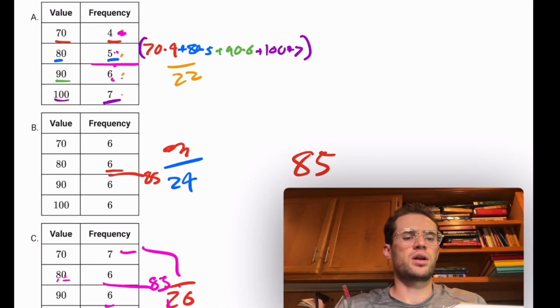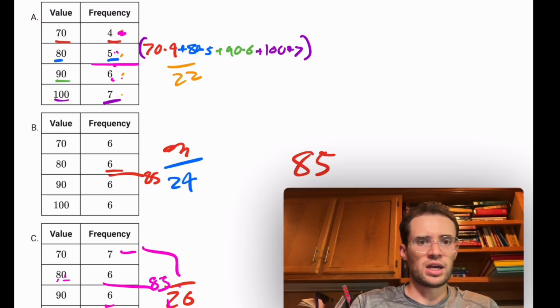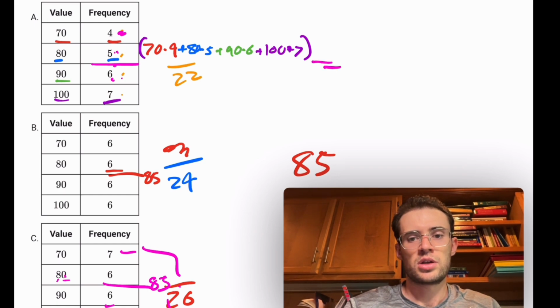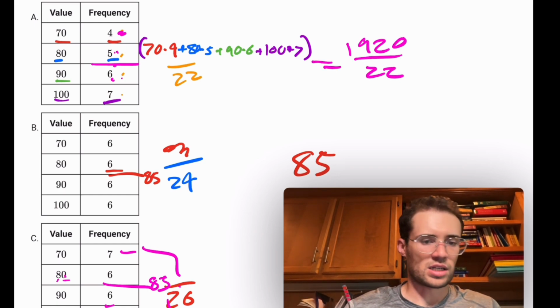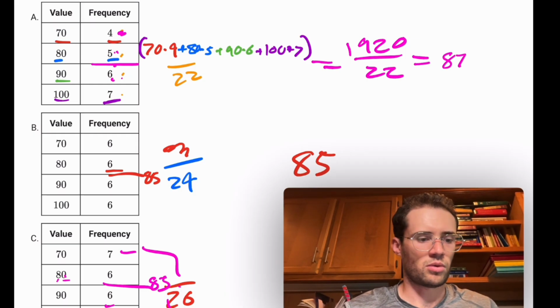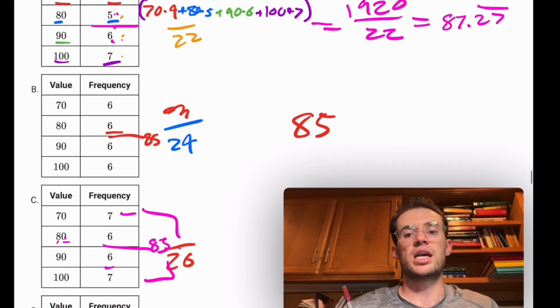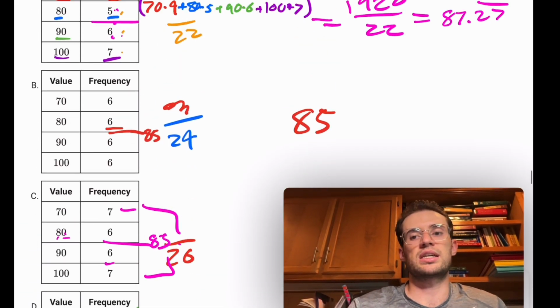And again, if you want to feel more comfortable with it, you just multiply this out. 70 times 4 is going to be 280, plus 80 times 5 is going to be 400, plus 90 times 6 will be 540, plus 700. That gives us 1920. So 1920 divided by the 22 values there gives us 87.27 repeating, which is greater than 85. So this one does have the greatest mean.